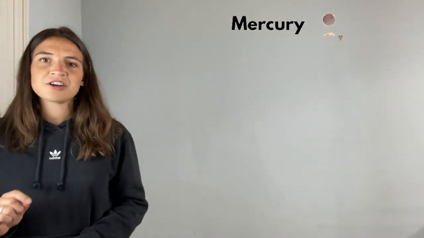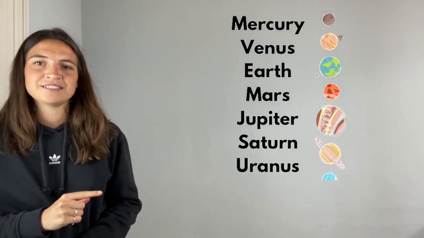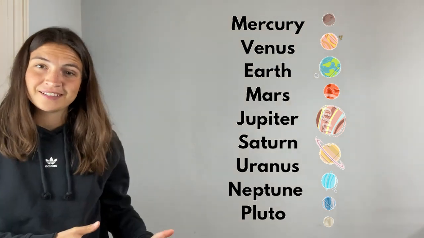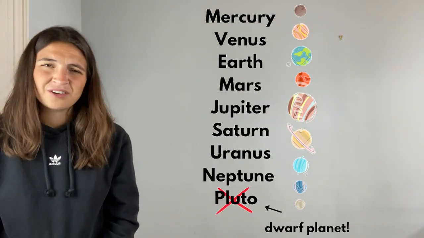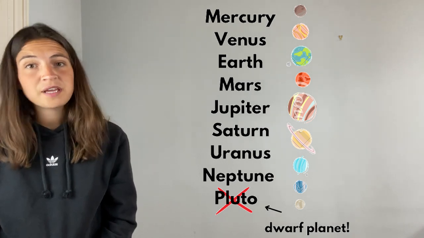So, here we go. Starting from closest to the sun and moving away, you have Mercury, Venus, Earth, Mars, Jupiter, Saturn, Uranus, Neptune. Then we have Pluto, who was originally considered a planet, but unfortunately got demoted in 2006 to a dwarf planet because it's simply too small. Sorry, Pluto.